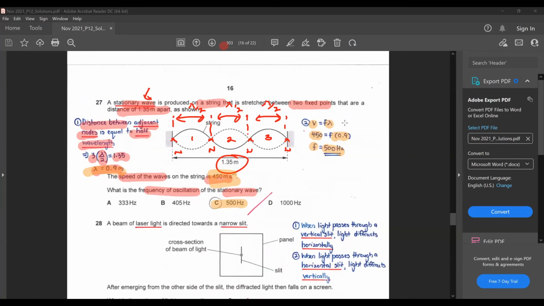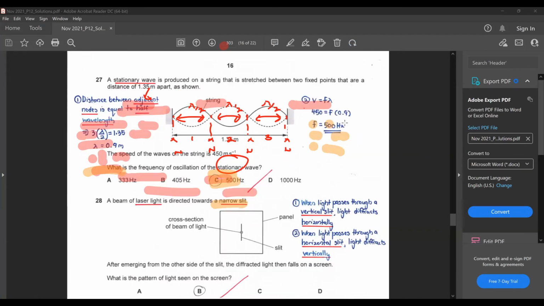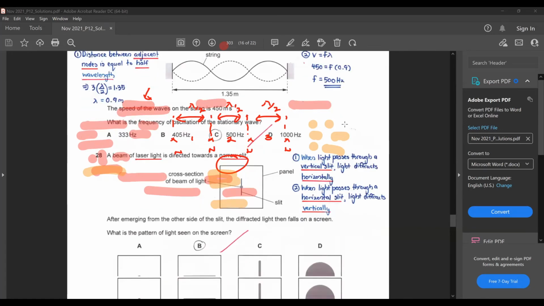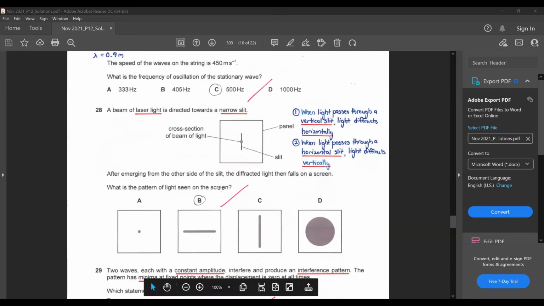Right, then after that, we move on to 28. 28 is actually a past year question that repeated itself. You probably will have seen this in some of the earlier years, but the question is actually repeating. This is a repeated question. So let me clear off everything first.